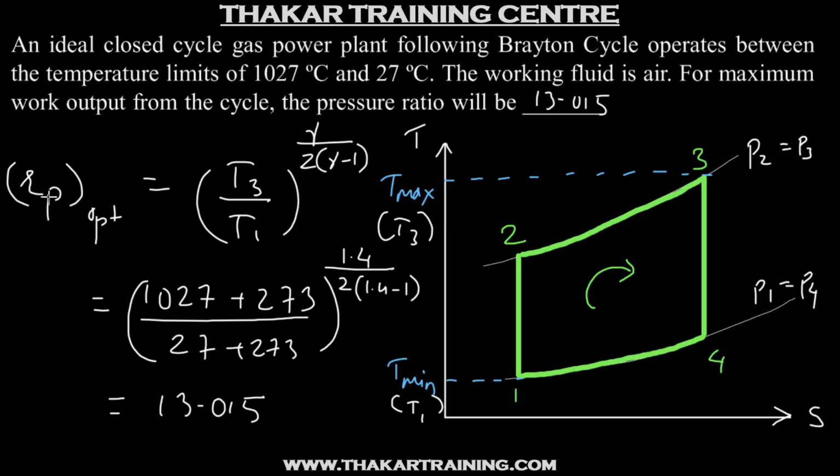So what we obtained was R_p optimum is (T max by T minimum) raised to gamma upon 2 times (gamma minus 1). So you can make a note of this expression and remember it as a formula if you want. Otherwise, we have discussed how to get the expression.